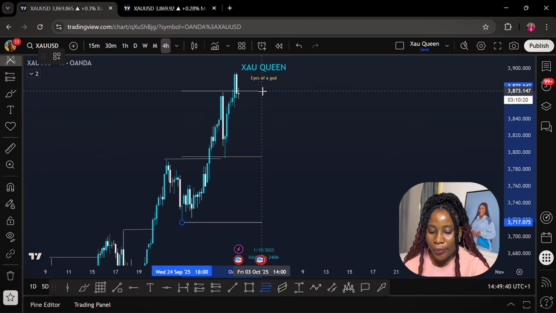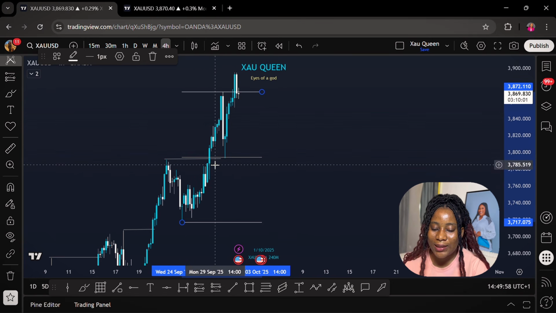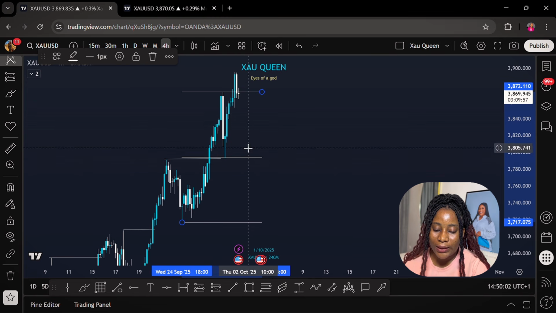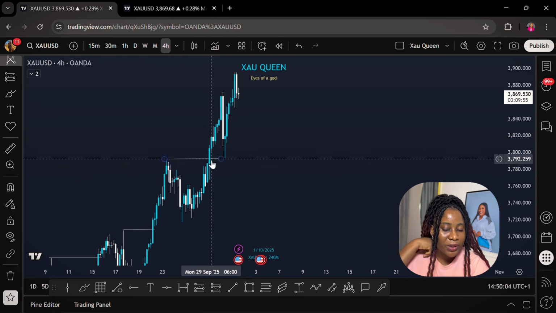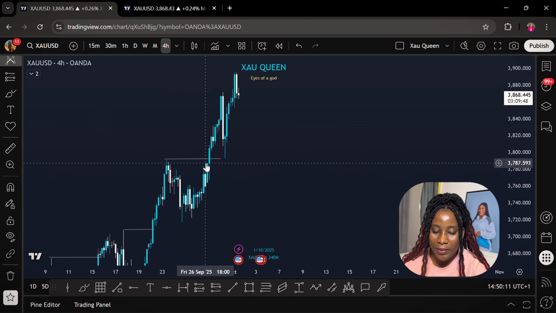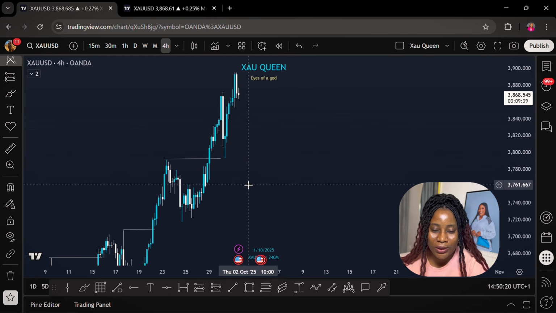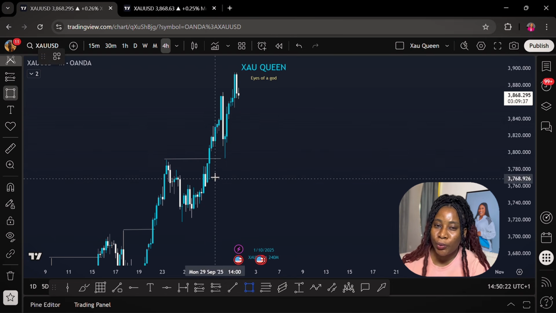And when I took my fib to get my 50% area, I saw that this 4 hours FVG fell under the 50% of our fib. So I had my eyes there, and also I had my eyes on this former resistance area. But then I was like, okay, which is going to hold? We don't know which will hold.